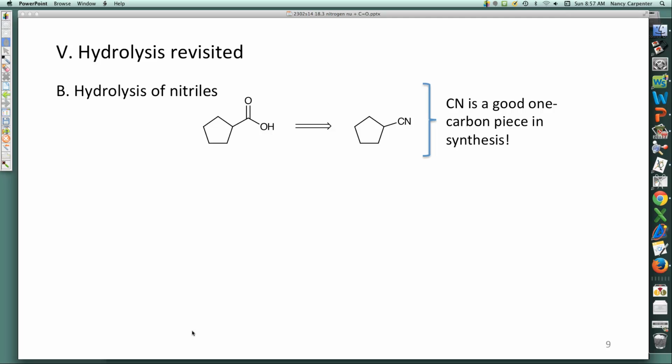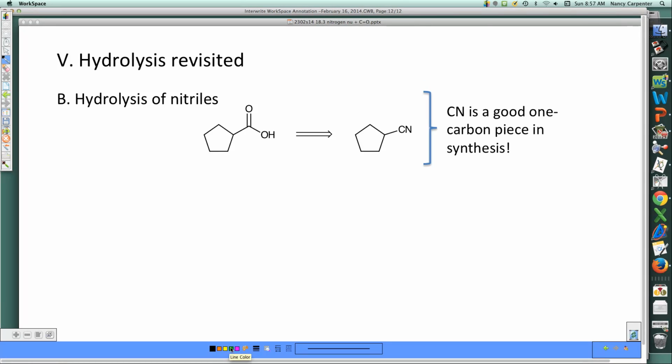Alright, one more hydrolysis example, and that is the hydrolysis of nitriles thrown in this chapter. And that is because, as you can see, if I wanted to make this carboxylic acid, it's kind of intuitive, I think, that it'd be nice to put this on as a 1-carbon piece. I've got my cyclopentyl substructure. How can I put the carboxylic acid on in one fell swoop? Well, you can do that by adding a nitrile, because a nitrile can be hydrolyzed to the carboxylic acid.